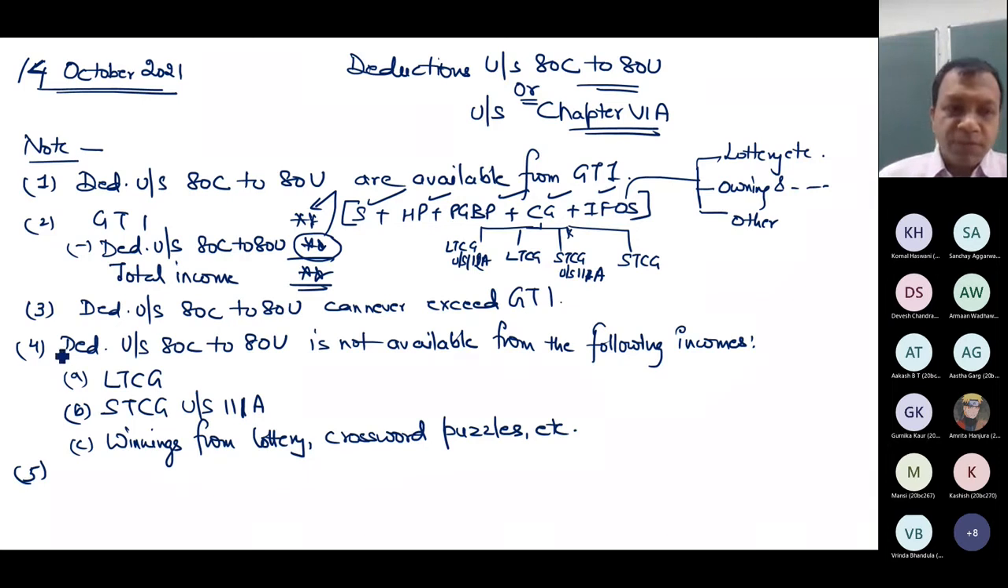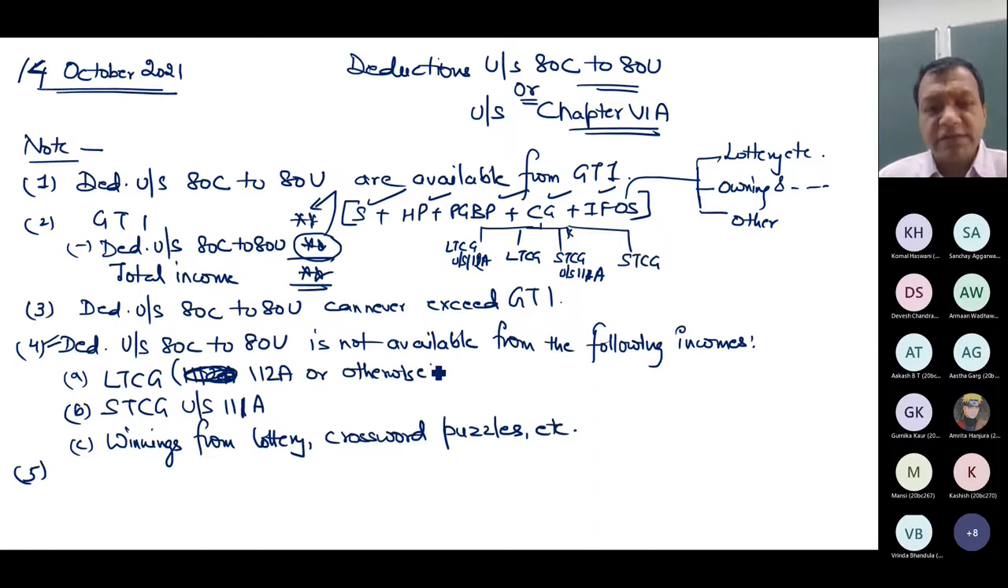I have written this fourth point. The deduction under 80C to 80U is not available from the following incomes: LTCG, whether section 112A or other. It doesn't matter. Every LTCG is covered here. You cannot claim any deduction of 80C to 80U from LTCG.